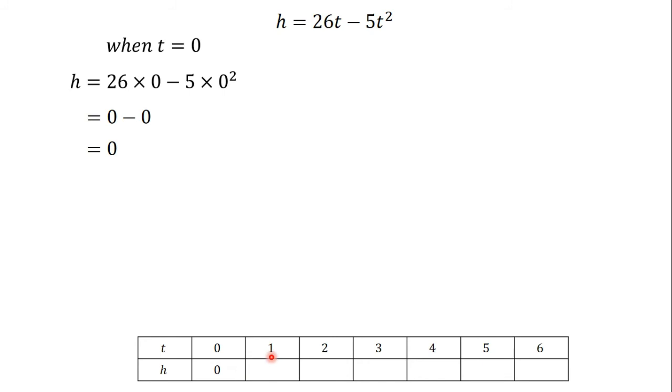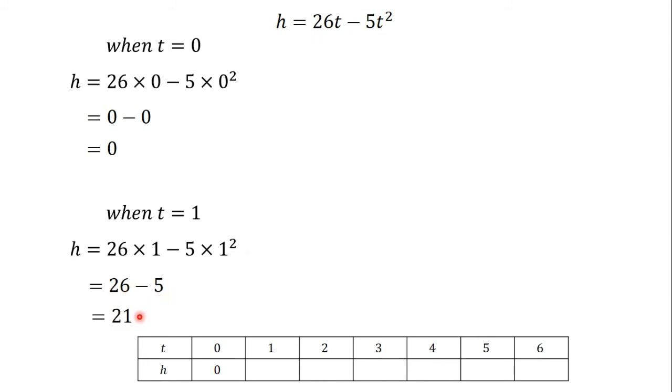The next t value in the table is 1. When t is equal to 1, h will be equal to 26 times 1 minus 5 times 1 squared. This will give us 26 minus 5, and 26 minus 5 is 21. So when t is 1, h is equal to 21.